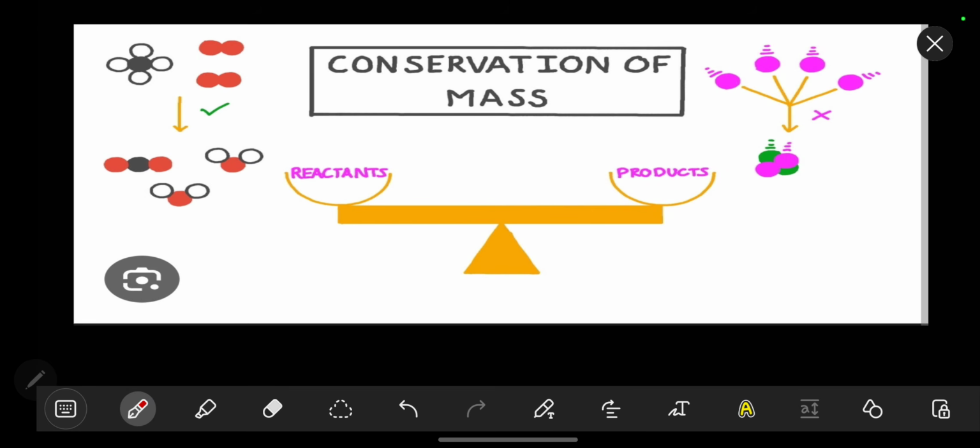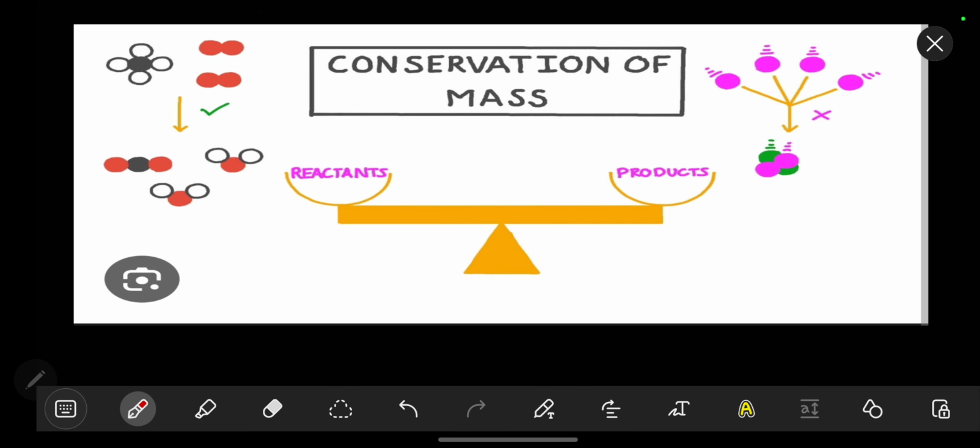So here today we are going to be looking at Dalton's laws. We are going to look at the conservation of mass, we are going to look at his definite proportion and the multiple proportion. So firstly, let's begin with our conservation of mass.